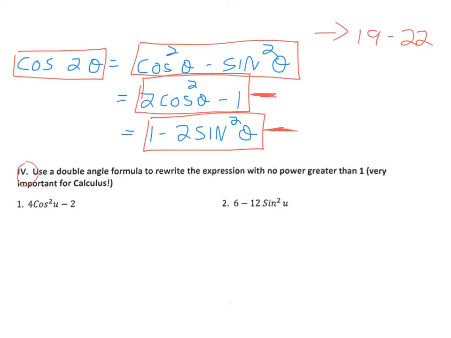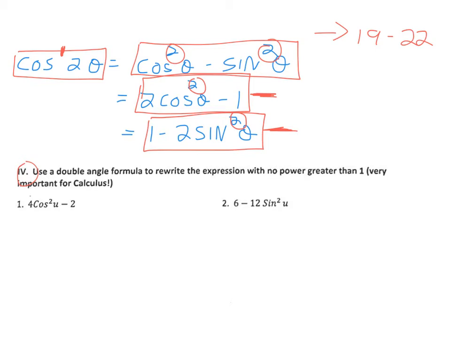So we're going to use a double angle formula to rewrite the expression with a power that's no greater than 1. It says it's very important for calculus. You'll see when you get to calculus, when you do derivatives and integrals, it makes it a lot easier if we change these squareds so that it's just 1. If you look at cosine of 2 theta, there's no exponent written, so it's assumed to be raised to the 1. Once you see how to do these problems, they're actually very, very simple.